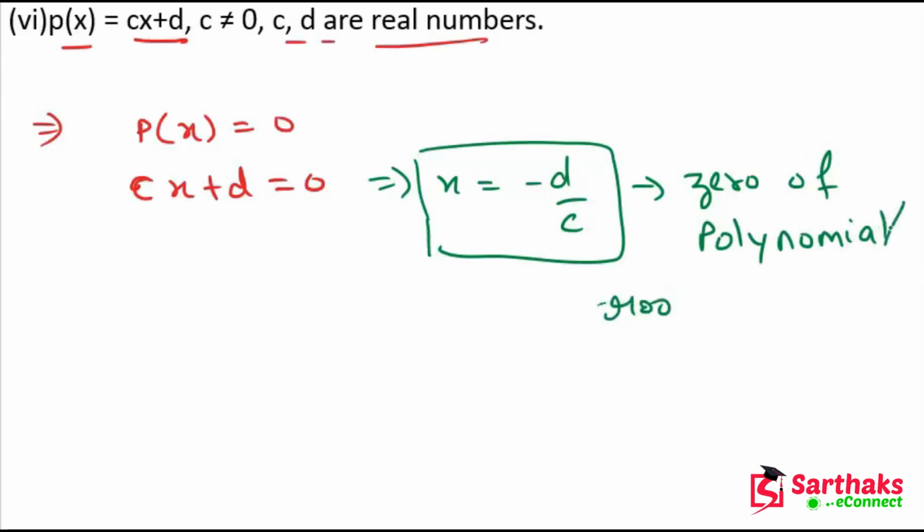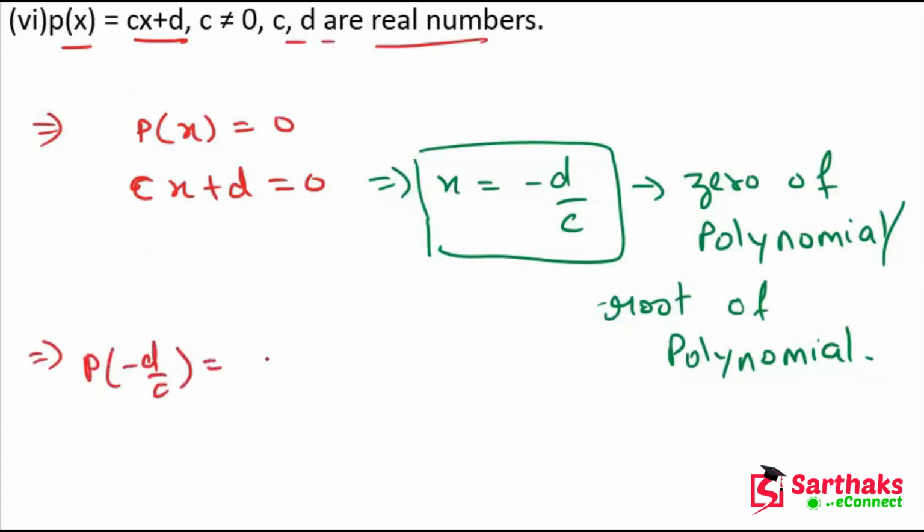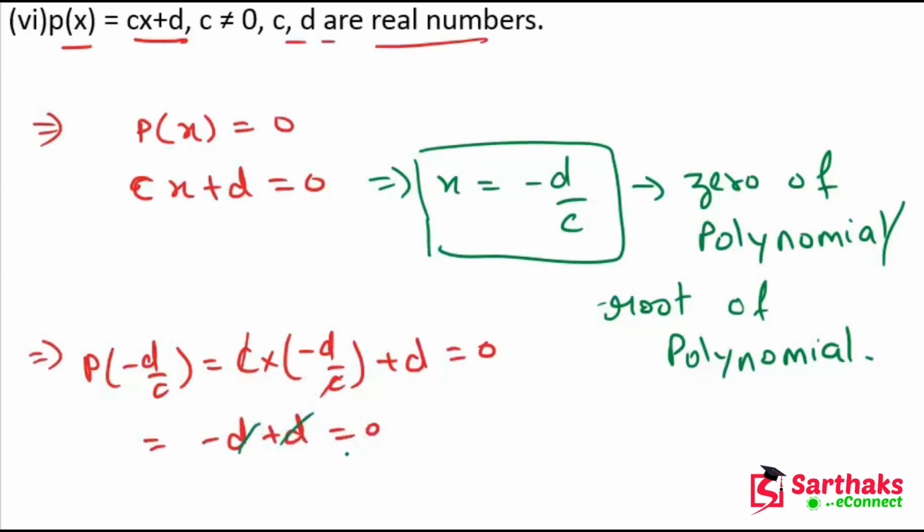Or we can say root of the polynomial. I hope you understand these things. Now for checking, we have to put the value of x in this polynomial. So we get c into minus d upon c plus d is equal to 0. Now this c and this c will be cancelled, so we get minus d plus d, which is equal to 0. It means our answer is correct.